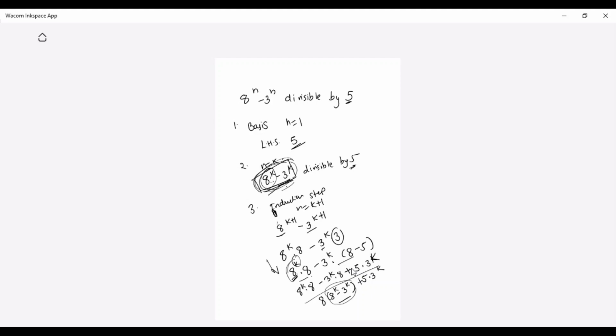Now students, this we already have in our hand, that it is divisible by 5. So obviously this term would be divisible by 5. What about this? Anything multiplied by 5 would be divisible by 5. So we are going to say it is divisible by 5, because 5 into anything is divisible by 5. Finally, the whole equation, whatever we have got, is divisible by 5. So at this moment, we can say that 8 raised to n minus 3 raised to n is divisible by 5, we have proved with the help of mathematical induction.